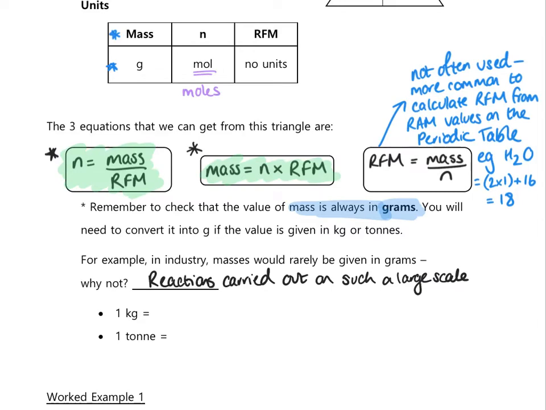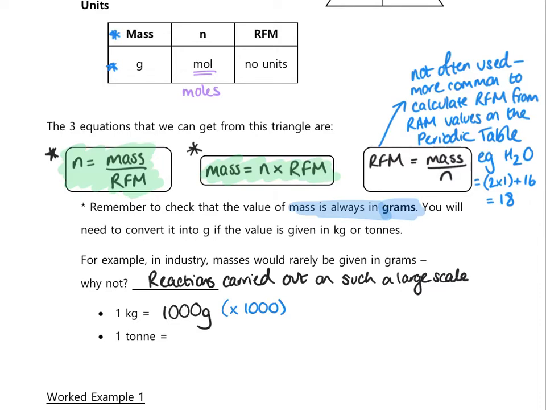Okay, so you need to be able to convert from kilograms into grams. So how many grams are there in a kilogram? Well, there's 1,000 grams. So essentially what you're doing here is multiplying by 1,000. So if you have been given a mass in kilograms, you must multiply by 1,000 to get it into grams.